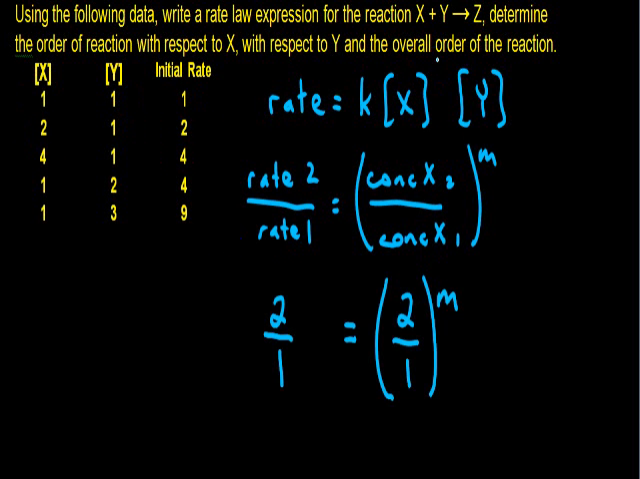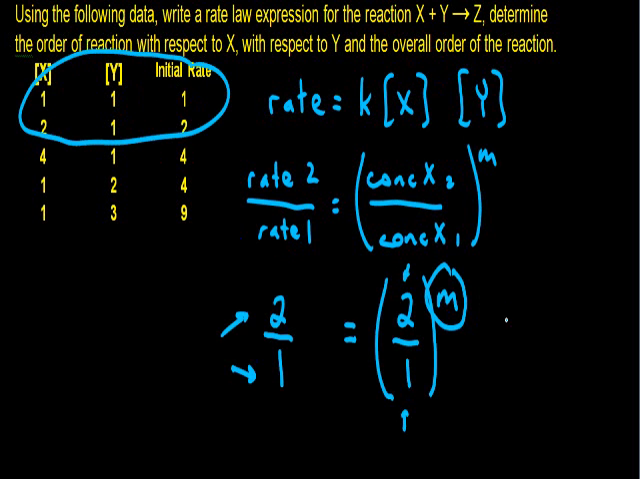Inserting our data that we have from our data table, for trials 1 and 2, the rate of the reaction is 2 for trial 2 over 1 for trial 1. Concentration of X was 2 over 1 to be raised to the m power. Solving for m in this case, m comes out to be 1. What this tells us is that this reaction with respect to X will be a first order reaction.